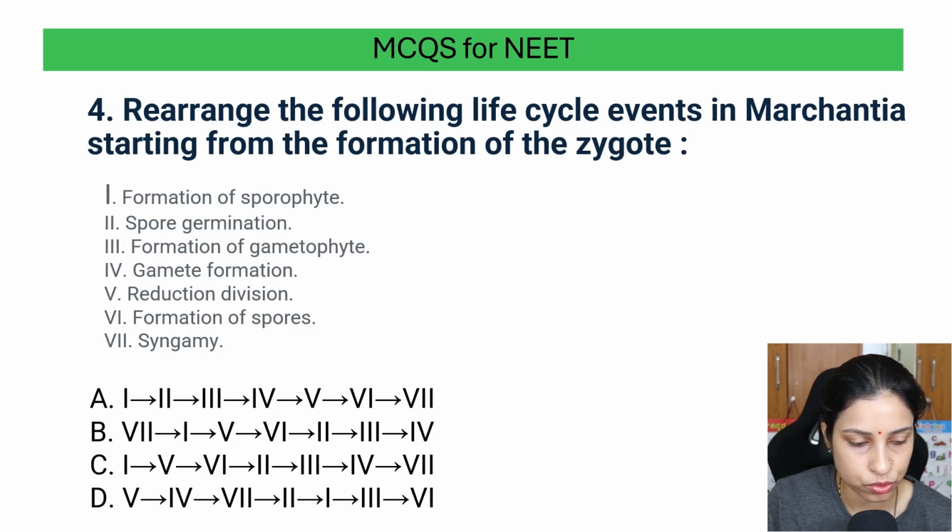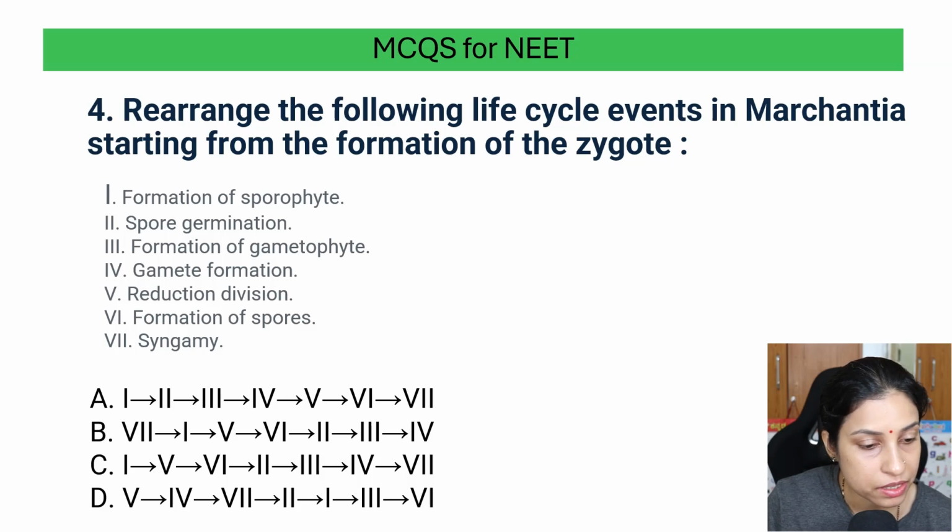The options give the sequential order of the life cycle starting from the zygote. So we have to read the seven statements correctly, observe the sequence, arrange it and click the right option. The first statement is the formation after zygote. Just remember, it occurs after zygote formation.